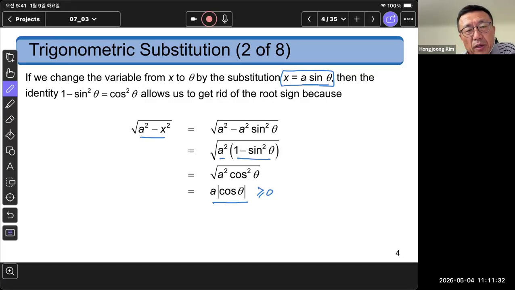Without the absolute value sign, cosine theta can be negative. Then it is contradictory, because this square root function must give a non-negative value as an output. So we get this. Okay.